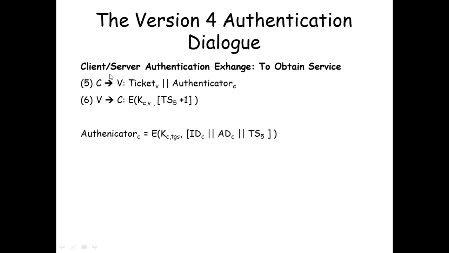Next is the client server authentication exchange, which is to obtain the service. The client will first send the ticket and the authenticator to the server. The server will decrypt this ticket and verify that it is correct. And the authenticator will have all this information along with the timestamp.